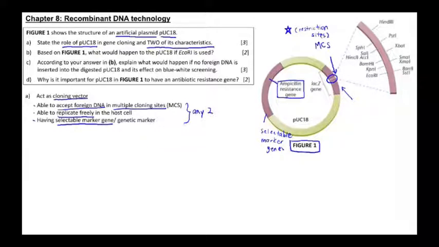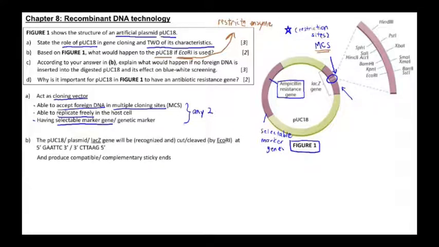The second question here, based on figure 1, what would happen to the pUC18 if EcoR1 is used? You should know that EcoR1 is a type of restriction enzyme. Restriction enzyme will recognize the restriction site and then cut at the restriction site. So in this case, the restriction site is at the multiple cloning site. So what would happen to this plasmid if the restriction enzyme EcoR1 is used?